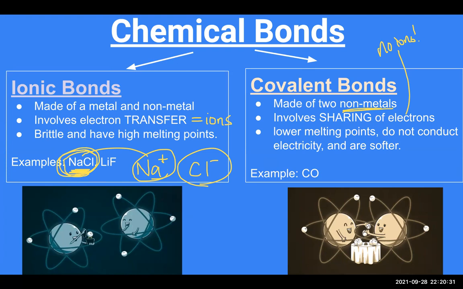When we look at covalent compounds, we notice that they have lower melting points. They do not conduct electricity, and they are softer. An example would be carbon monoxide. And you did see on Monday as well, when we name these, we use prefixes to denote how many of each of these elements are in the compound for covalent bonds, since we don't know the defined ratio, since they don't have charges.